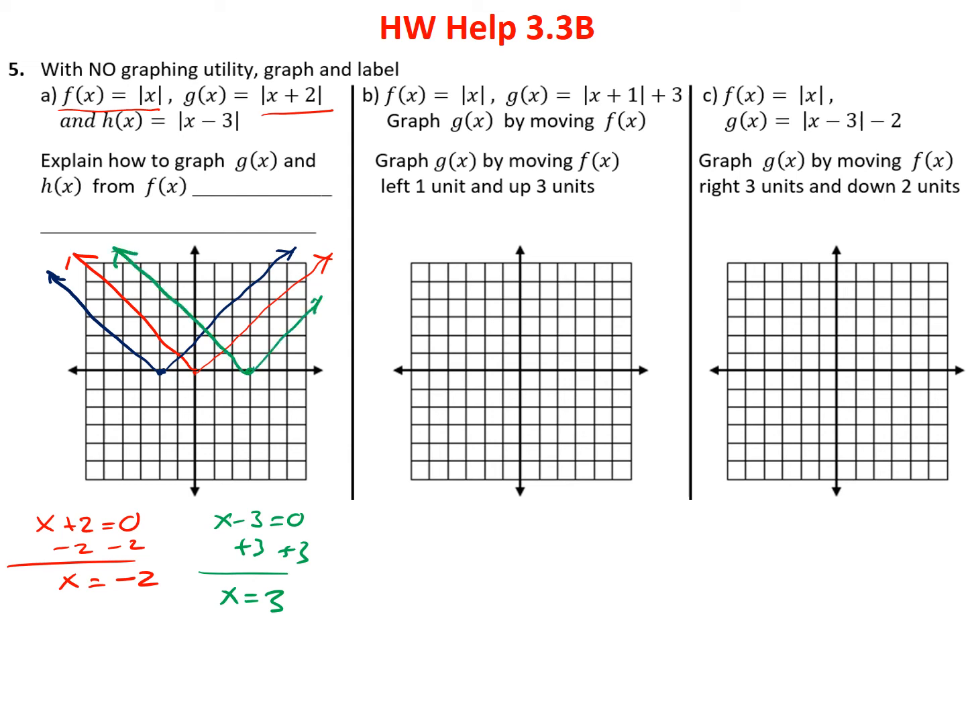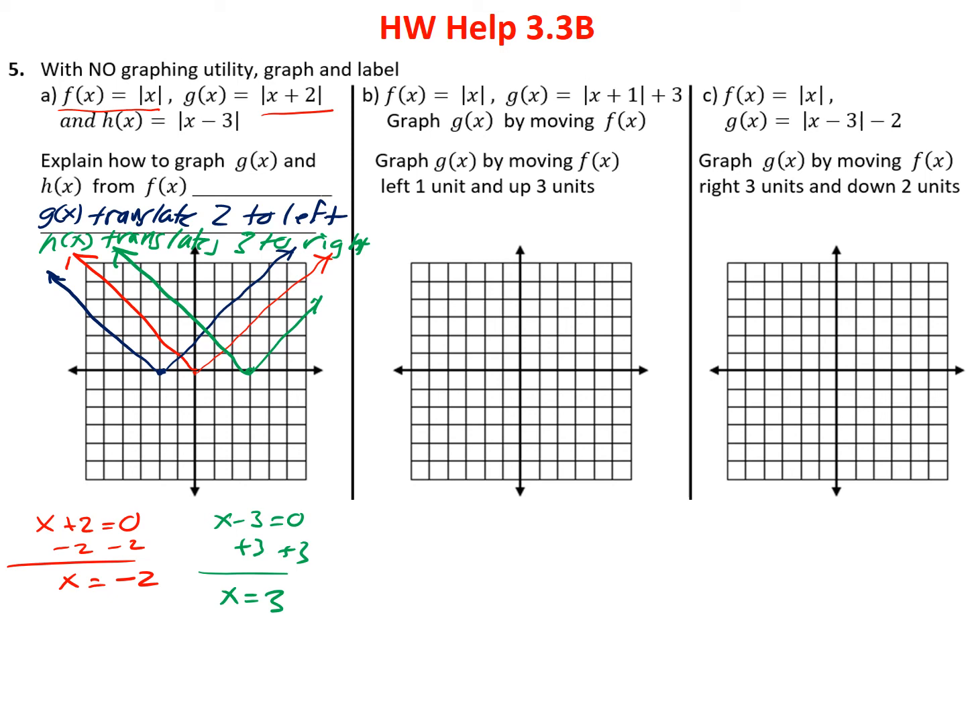So it's a little counterintuitive, but you can see that if I were to write this down here, g of x translates 2 to the left, and h of x translates 3 to the right. Gets a little confusing at times because students are tempted to go, oh, plus 2, I must go to the right 2. Oh, minus 3, I must go to the left, but it's actually the opposite.